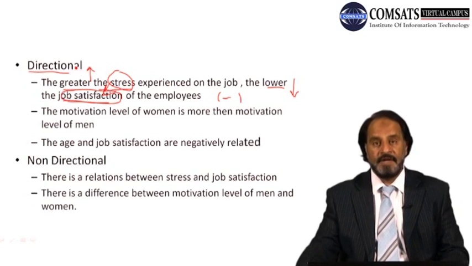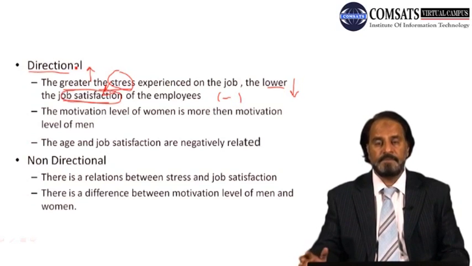So we're giving a direction. We're saying there is a relationship between these two variables, stress and job satisfaction, but at the same time we're saying that the greater the stress, the lower the job satisfaction, indicating that the relationship is of a negative type. And this is again an example of a directional type of hypothesis statement.